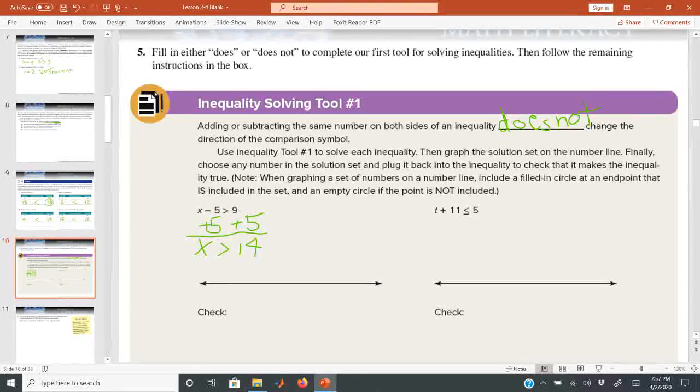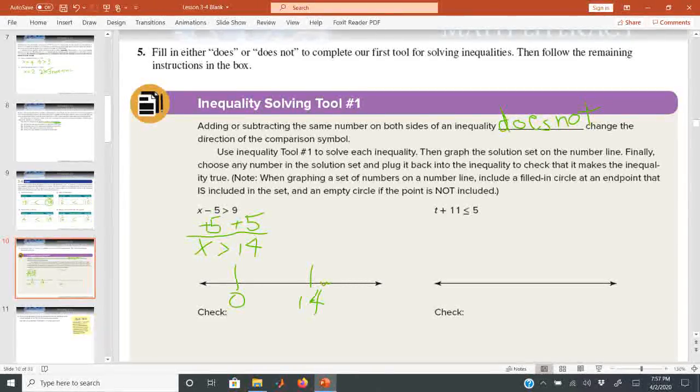If I check it, if I put in 14, 14 minus 5 gives me 9. That's not greater than 9. But if I put in 15, 15 minus 5 gives me 10, which is greater than 9. So if I graph my solution on a number line, I usually want to put the 0 just to show where the 0 is. And all I really need to put is my 14.